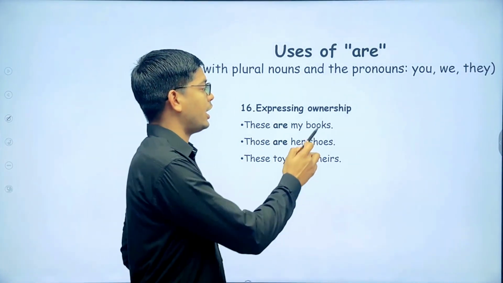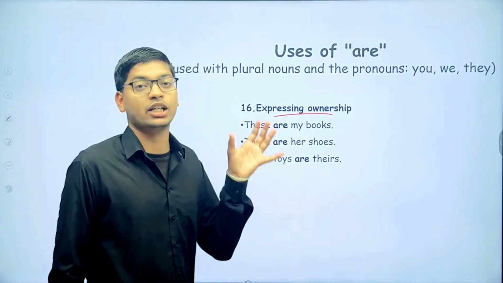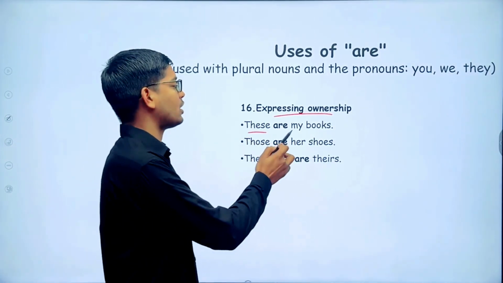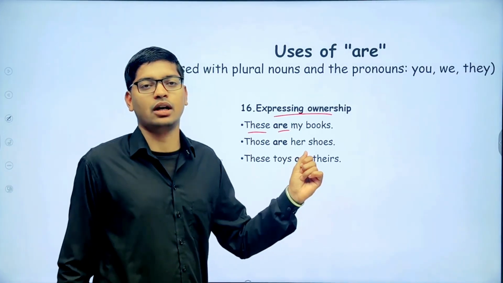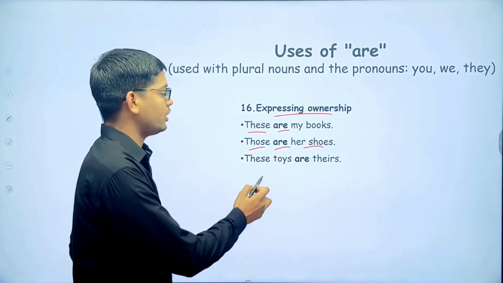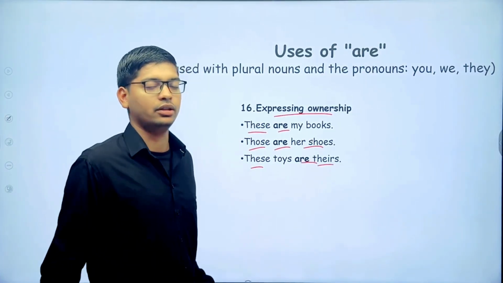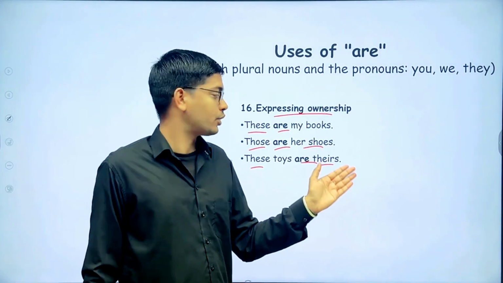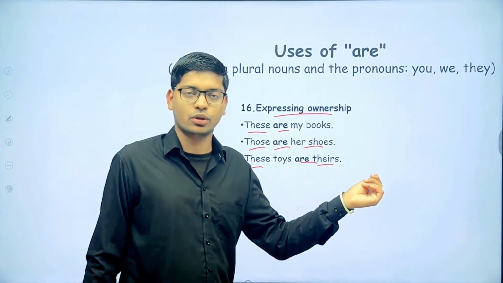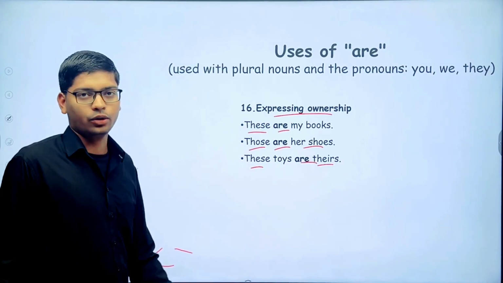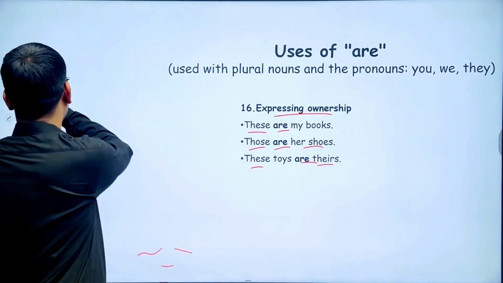Next use is here, expressing ownership. You can use are. For example, these are my books. Those are her shoes. These toys are theirs. So you can use are like this. Let's see the next use.